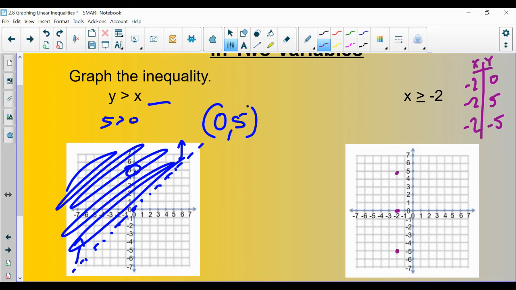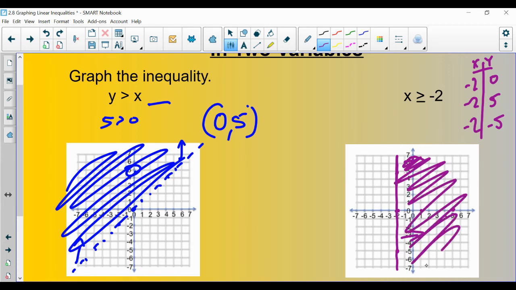I can see now that it's a vertical line. It should be a solid line because of the or equal to. And then we have to decide which region to shade. Because it says x is greater than or equal to, that would be this direction. Right, these are the values where x is greater than negative 2. Like here the x value is 5, that's greater than negative 2. Here the x value is 1, that's greater than negative 2. So this would be the region I would shade.